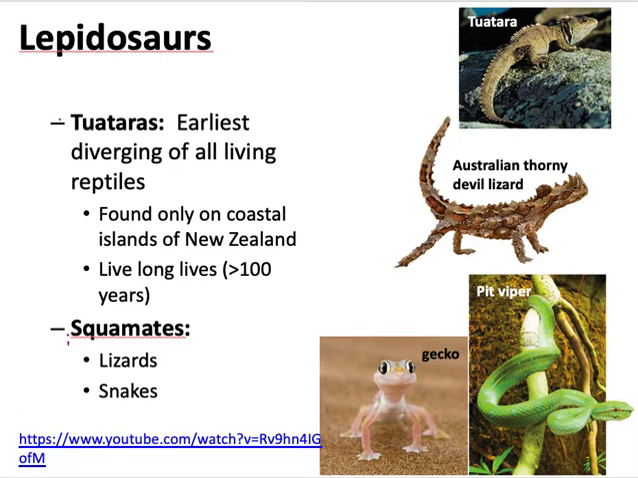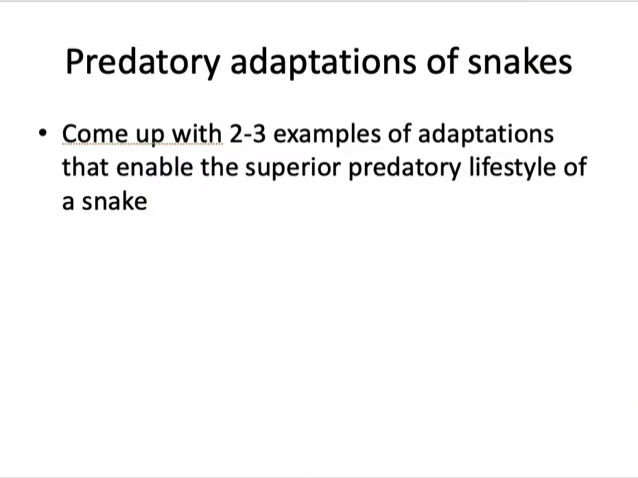They are considered, of all the extant species, the earliest diverging of all of our extant reptiles. So they're very ancient and they can live a very long life. Squamates include lizards like this gecko and also snakes. Okay, so snakes are highly adapted for predation.